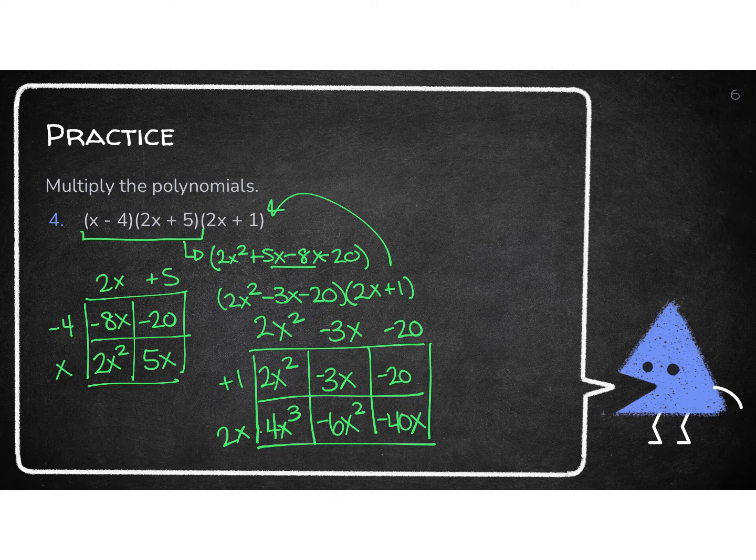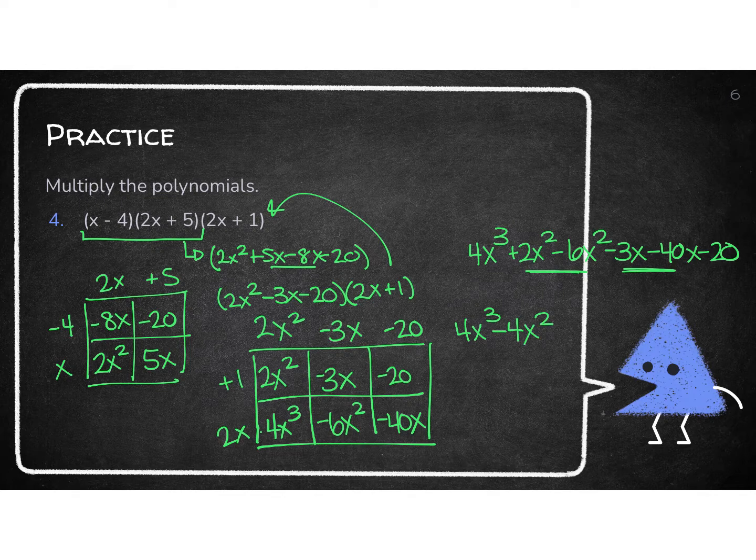So now we're going to write everything out and combine our like terms. So I have 4x to the 3rd plus 2x squared minus 6x squared minus 3x minus 40x minus 20. So I'm going to combine my x squareds and my x's. I have 4x to the 3rd. 2 minus 6 is going to give me negative 4x squared. Negative 3 minus 40 is negative 43x minus 20.